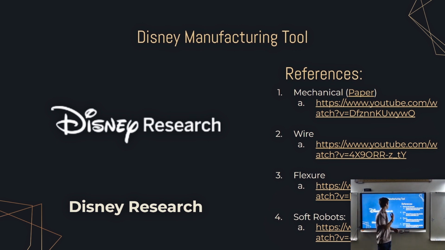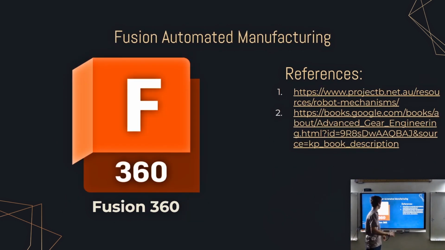In these papers, they outline a movement that they want a robot to make, and then they use math to make different gears and levers and arms to follow that shape and path. Here we have a paper, a YouTube video, as well as one with wires, flexures, and soft robots. This is Fusion Automated Manufacturing, which is just other tools integrated with Fusion that will help you in your design process.